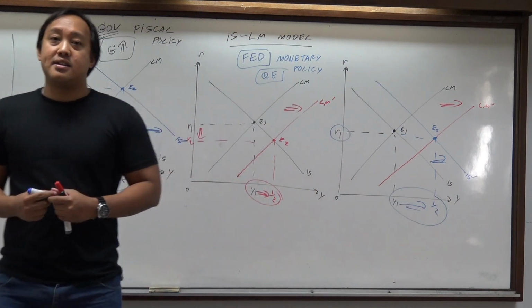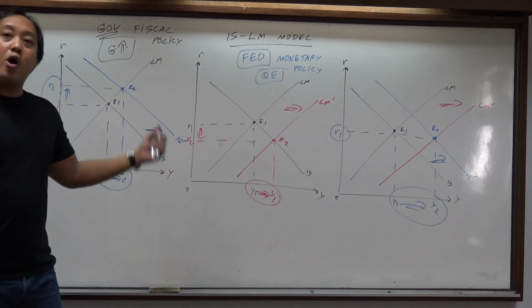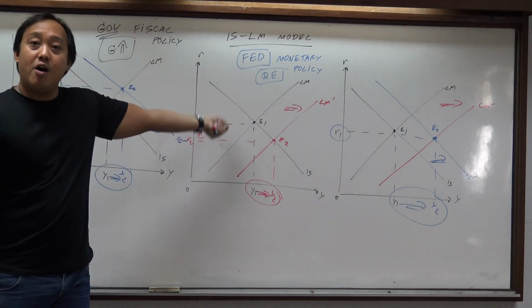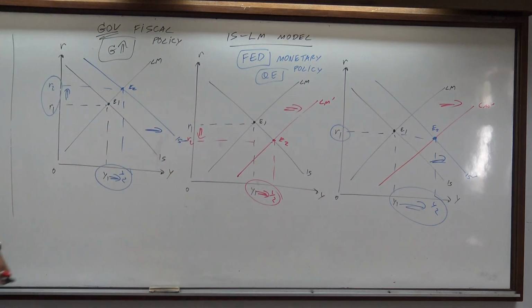Okay? So we're going to have three different cases. The role of the government, fiscal policy, the role of the central bank, monetary policy, and together. Okay? We're going to have three curves.